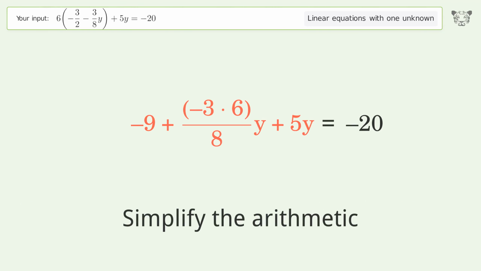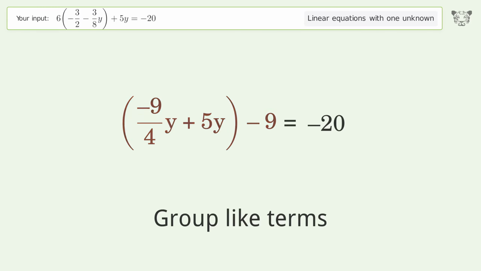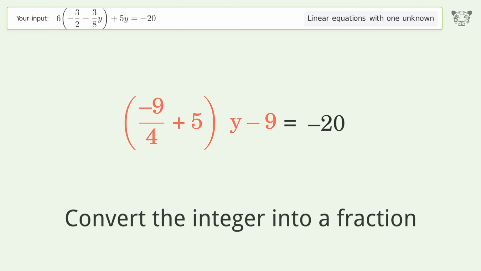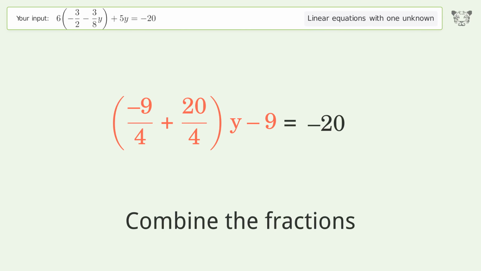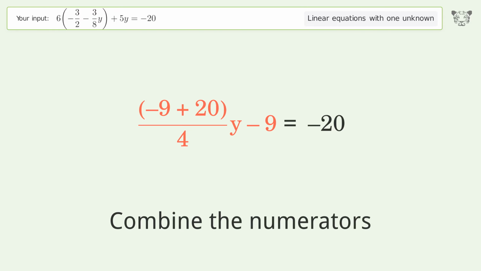Simplify the arithmetic. Group like terms. Group the coefficients. Convert the integer into a fraction. Combine the fractions. Combine the numerators.